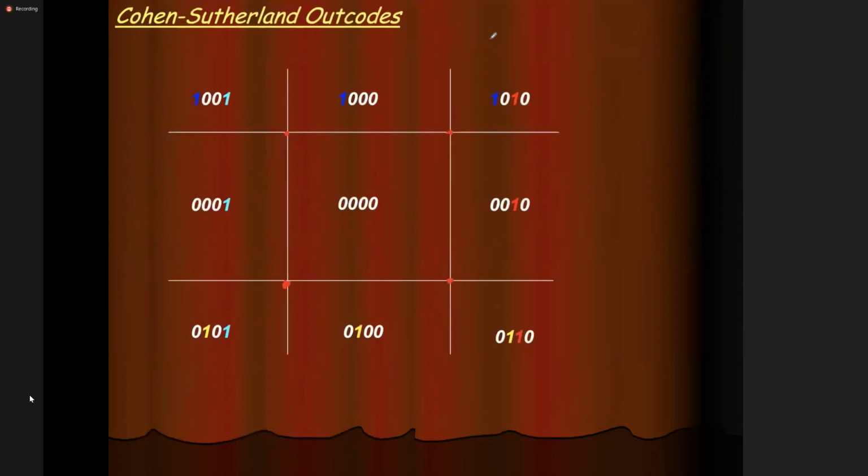Now let's see. This is the area. Above is 1.